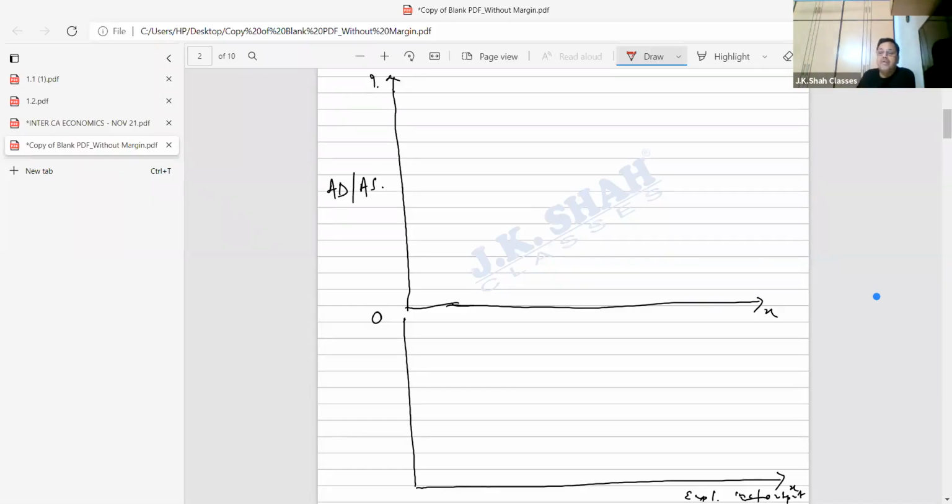Kavya, right now when employment is zero, supply is zero. Vansh, go ahead. When employment increases, supply will increase. And as employment keeps on increasing, supply will keep on increasing. So from here, I draw a line which forms a 45-degree angle from the x-axis.